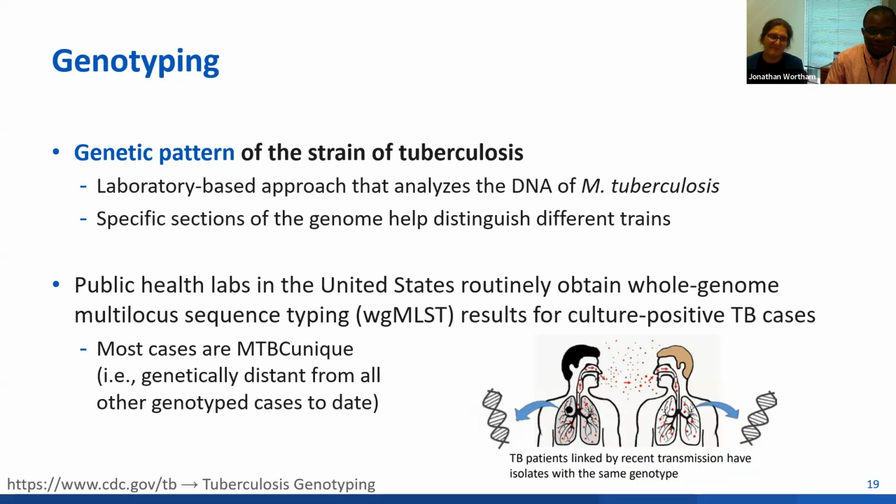And so when those strains match, we can say that these people could be in the same chain of transmission. However, most cases are MTBC unique, meaning that they're genetically distant from all other genotyped cases. And that often occurs in cases where TB is thought to be reactivation from disease or infection acquired in the remote past.